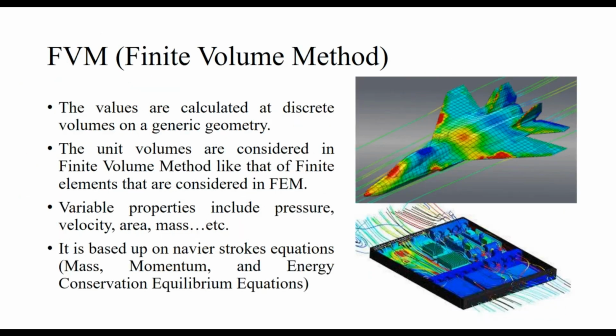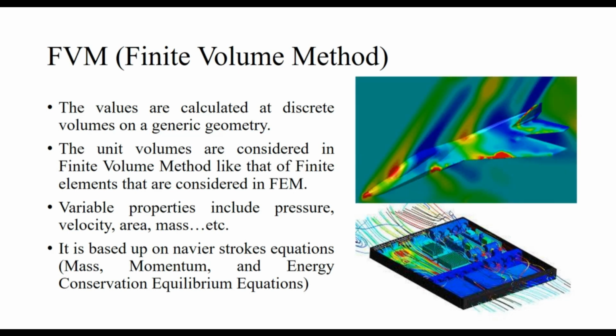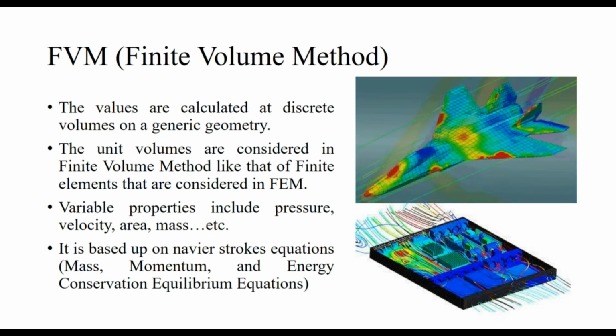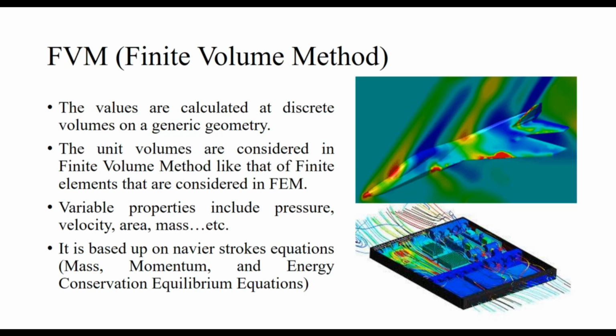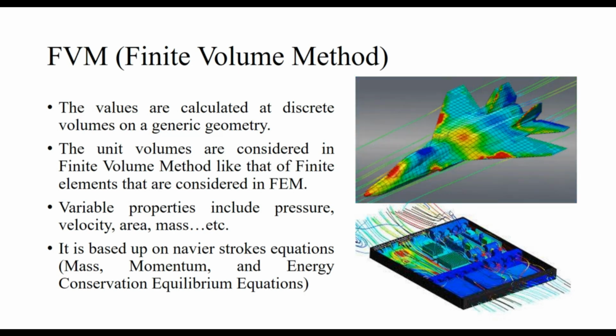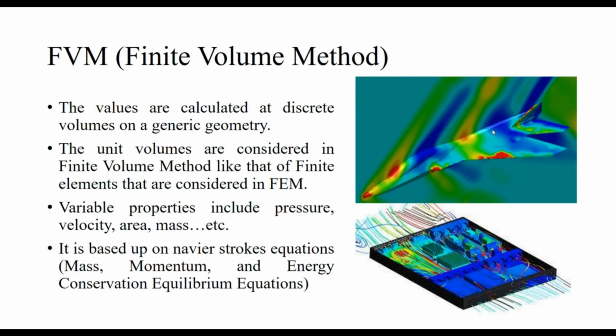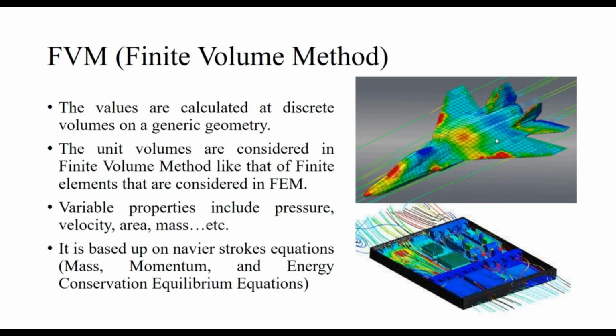Then coming to the finite volume method. In the finite volume method, instead of taking nodes and elements, it takes volumes to calculate the results. The unit volumes are considered in the finite volume method like the finite elements that are considered in FEM. So instead of dividing a particular geometry into a number of elements, it divides a body into a number of volumes. See here in this picture, you will be able to see that this particular geometry is being divided into a number of cubical volumes.